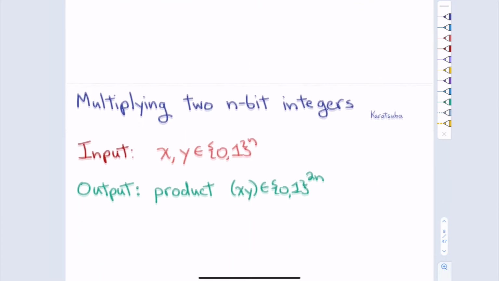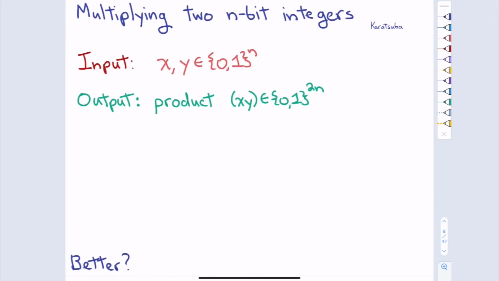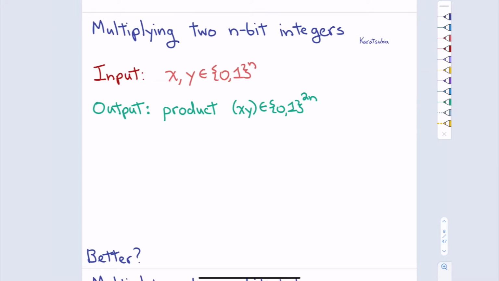Okay, so let me explain the setup. Simple problem. You want to multiply two n-bit integers. So think of n as being large. You're multiplying two very large integers. And you want to do it as fast as possible. I guess the product always has at most 2n bits, unless I'm mistaken.